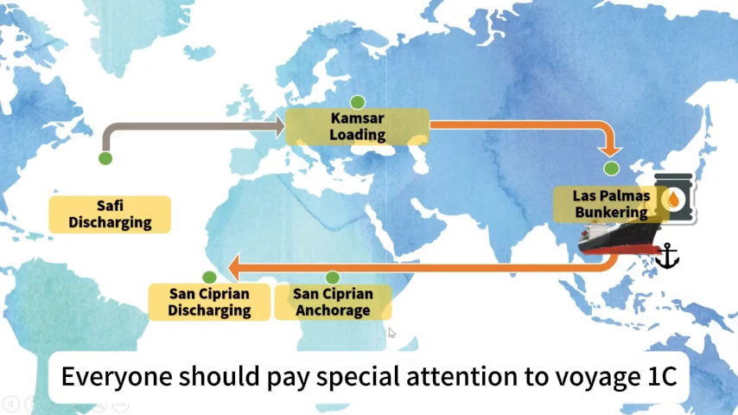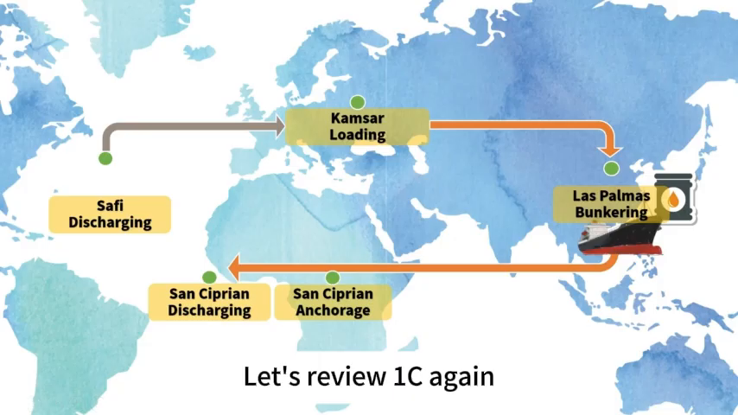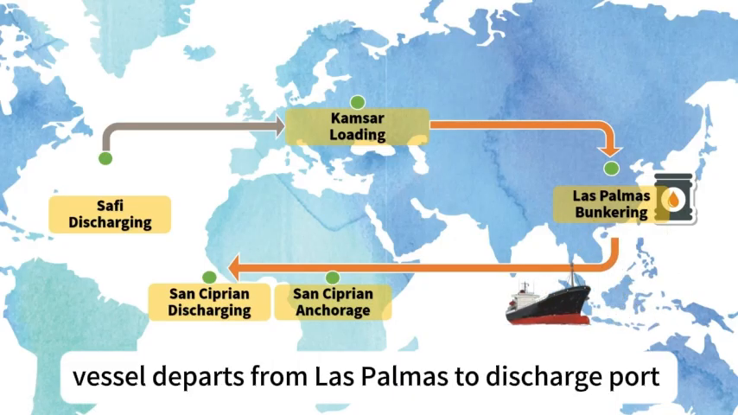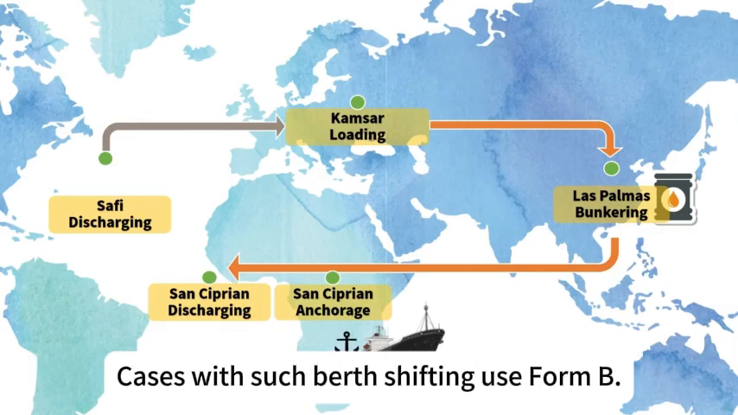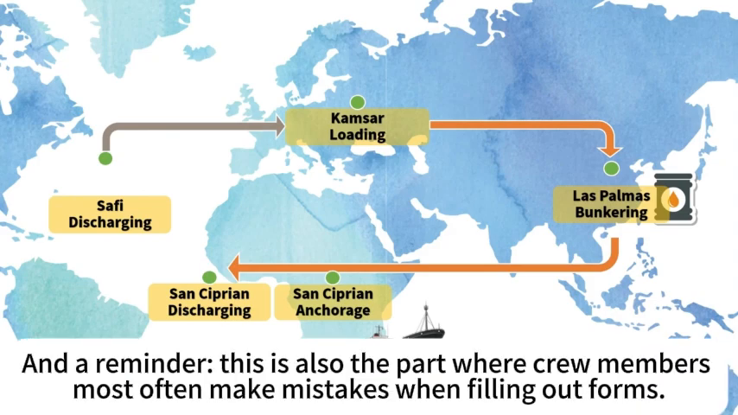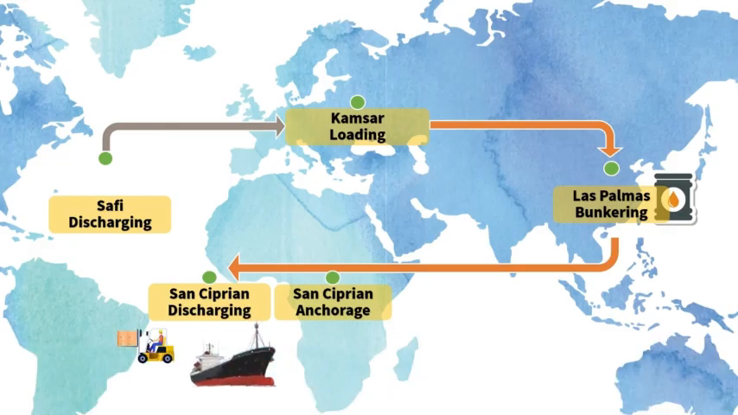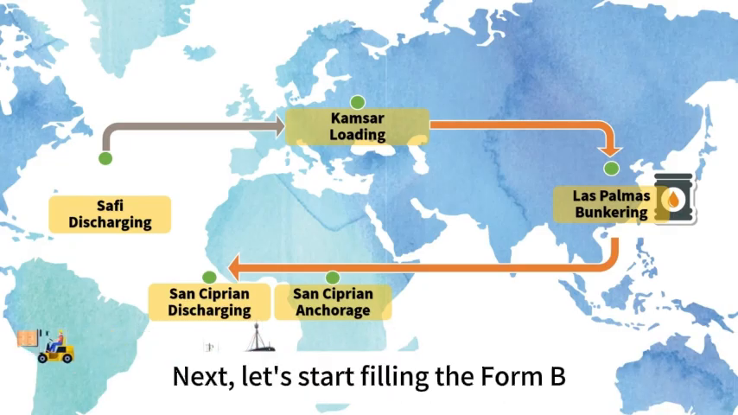Everyone should pay special attention to Voyage 1C. Let's review 1C again. The vessel departs from Las Palmas to the discharge port, drops anchor first, then shifts to berth to unload cargo. Cases with such berth shifting use Form B. And a reminder, this is also the part where crew members most often make mistakes when filling out forms. Next, let's start filling in Form B.